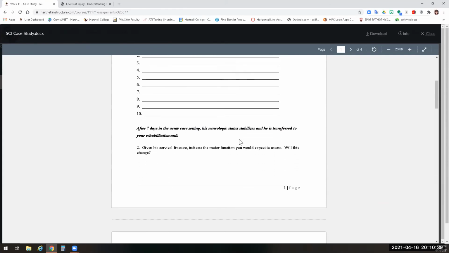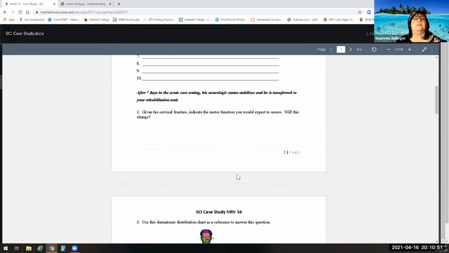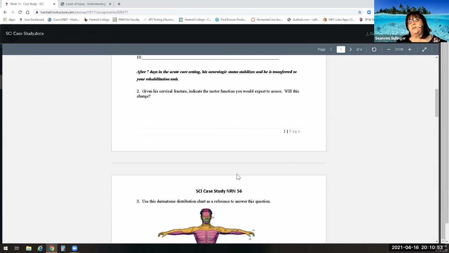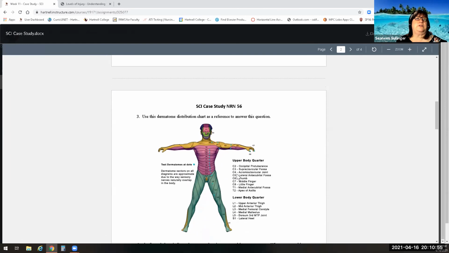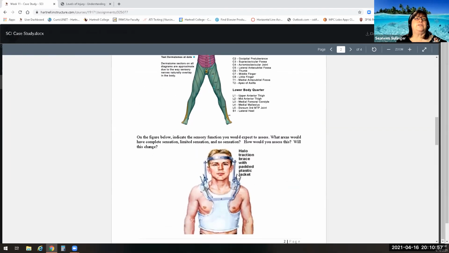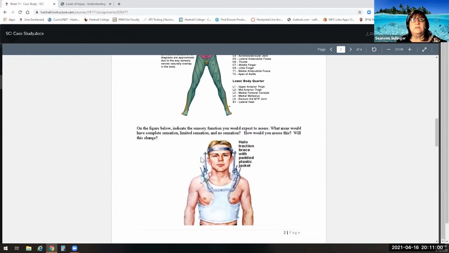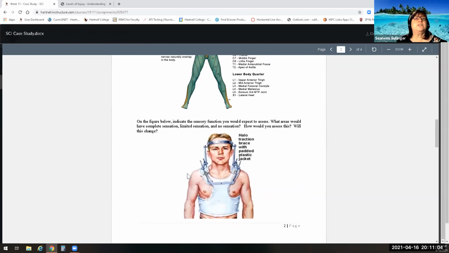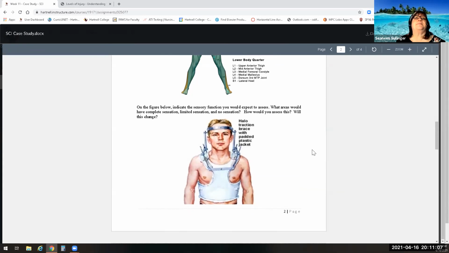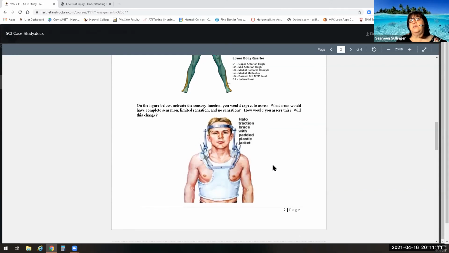And then after 7 days in acute care, the neurologic status stabilized, he's transferred to your rehab unit, right? Given the cervical fracture, indicate the motor function you would be expecting to assess, and would that change? Then you're going to look at the dermatome to answer this question. So this is the halo traction, right? What areas would have complete sensation, limited sensation, no sensation, and how would you assess this? So I think neuro assessment, and might that change?